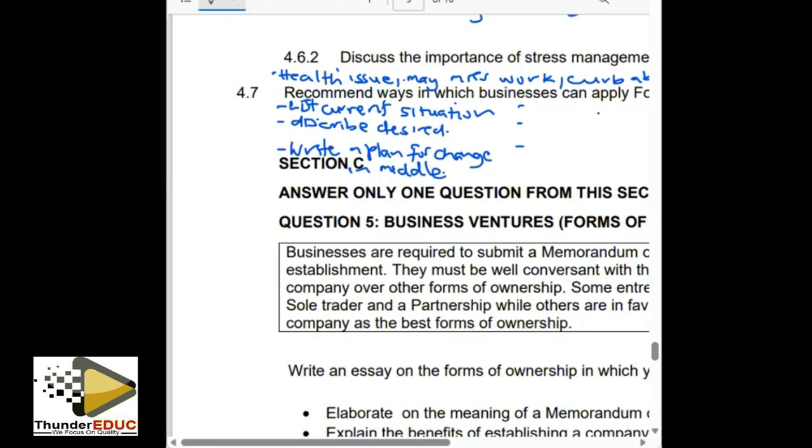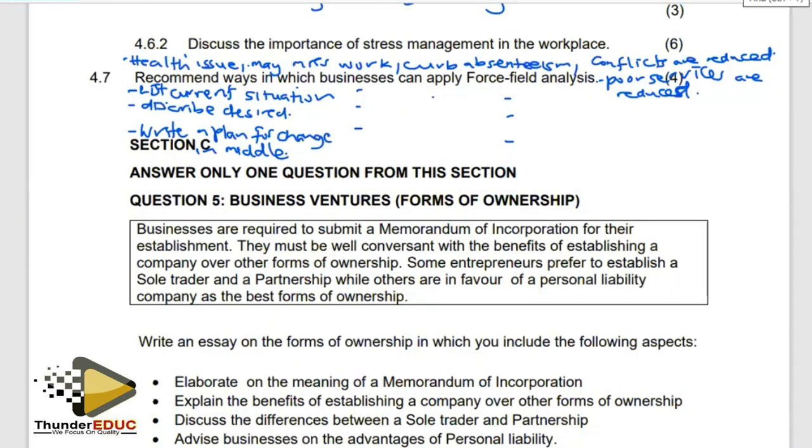List all the driving forces of change and resisting forces. Look at what factors are driving and resisting.